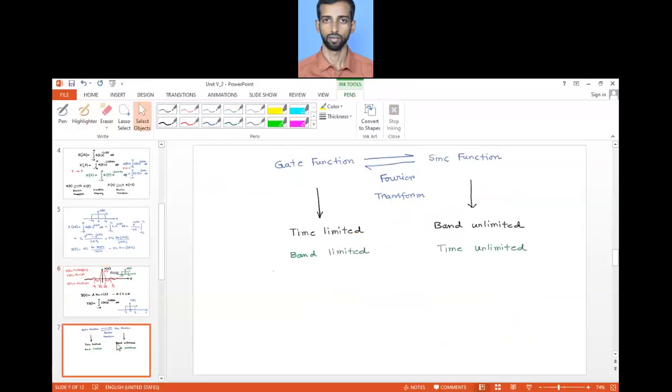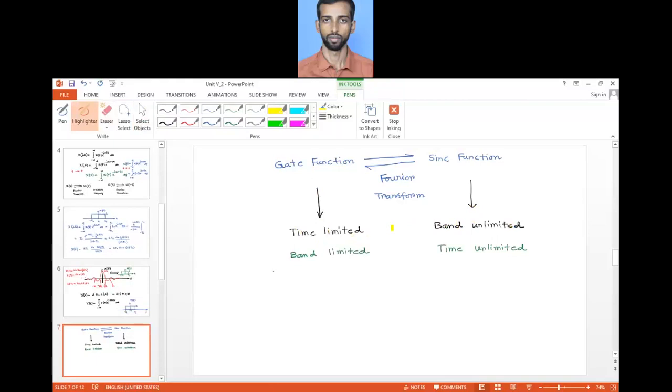Now moving further, what we have obtained as of now is that the gate function and sinc function form a Fourier transform pair, and from that we can identify a very important property of Fourier transformation. When we calculated the forward Fourier transformation, we noticed that the gate function is time limited and the sinc function is band unlimited. That means the gate function is defined over minus t naught to plus t naught, but the sinc function is defined all the way from minus to plus infinity in the frequency domain.